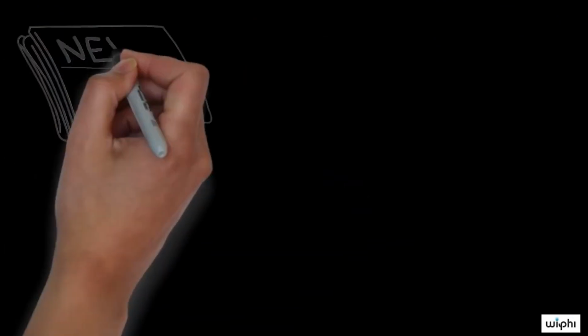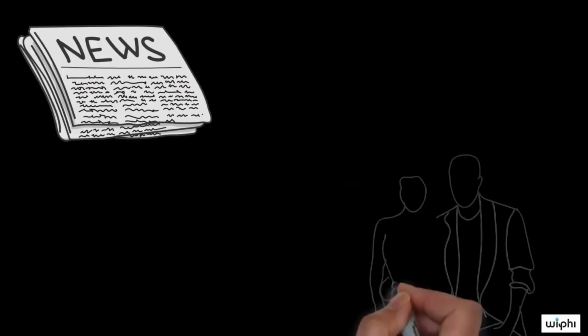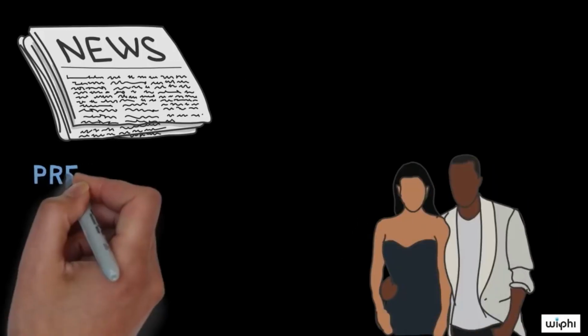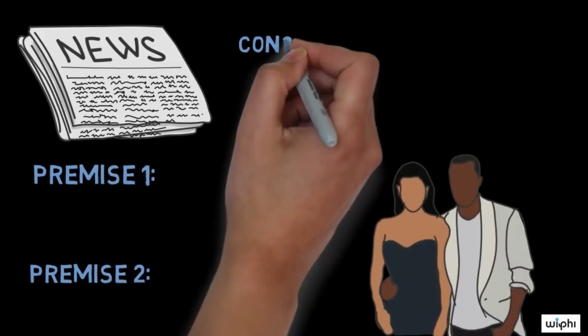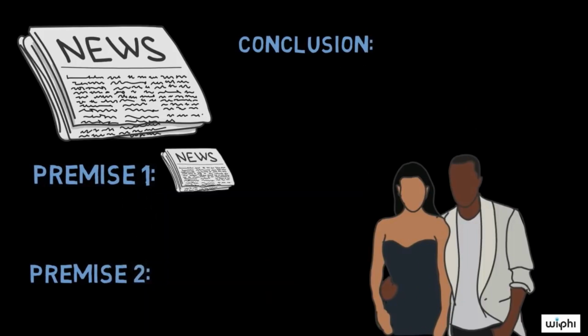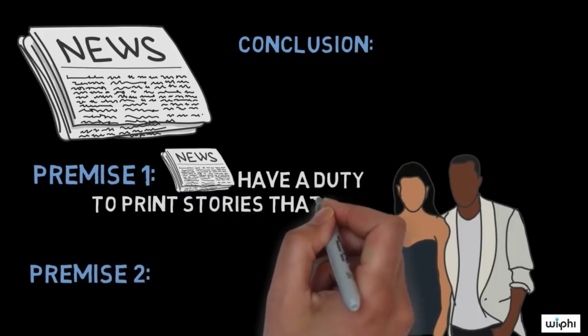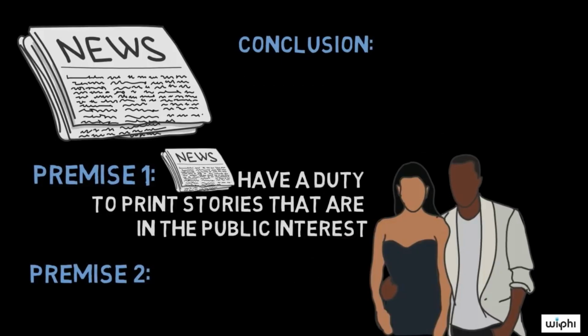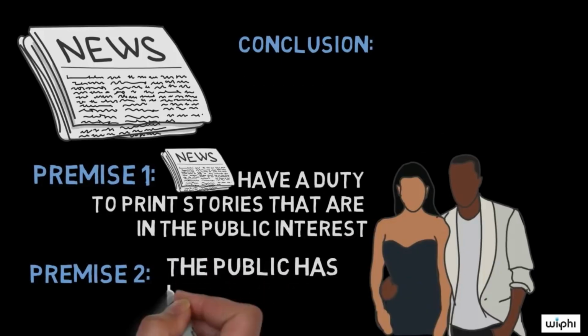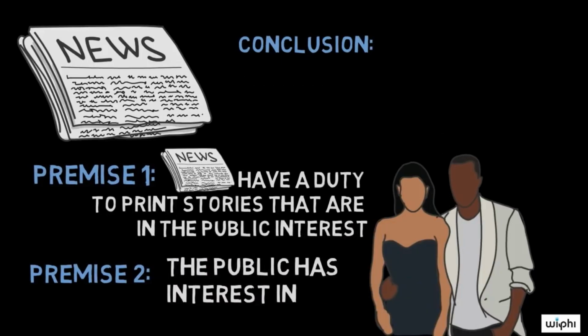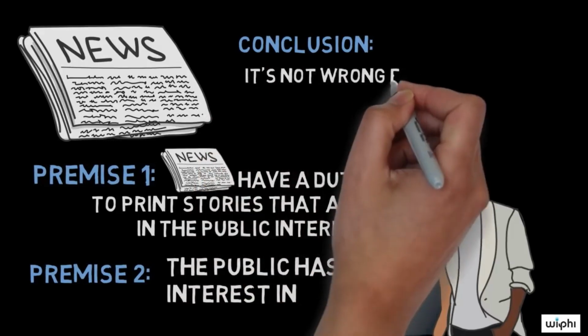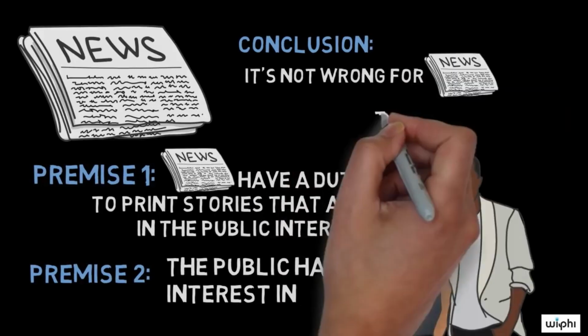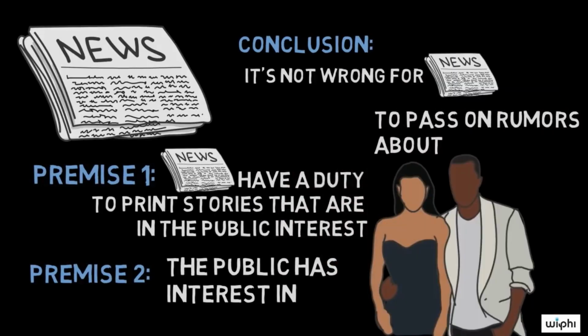Suppose a respectable newspaper was criticized for spreading celebrity gossip, and suppose that, in response, the editor gave the following argument. Premise 1. Newspapers have a duty to print stories that are in the public interest. Premise 2. The public has great interest in rumors about celebrities, since circulation increases when newspapers print such stories. Conclusion: it's not wrong for respectable newspapers to pass on rumors about celebrities. As with our Miley Cyrus example, this argument appears to be valid.